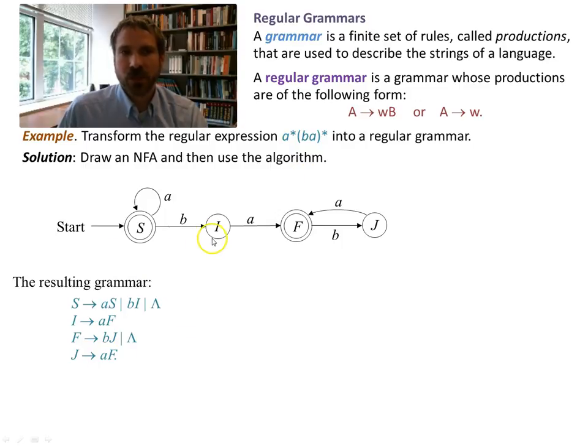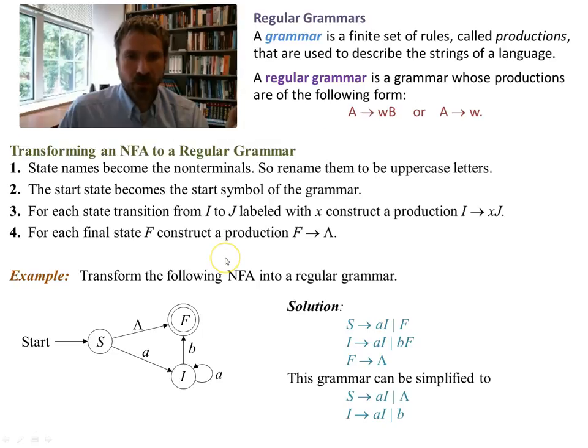And then we get a grammar from the machine diagram. So we start with S, go AS or BI, from I we go AF, from F we go BJ, or we go lambda if it's going to be an A, and then from J we go back to F. So this ends up being the grammar, and you can get that from this, because the final states, remember, have to be able to go to lambda. All the final states have to be able to end.